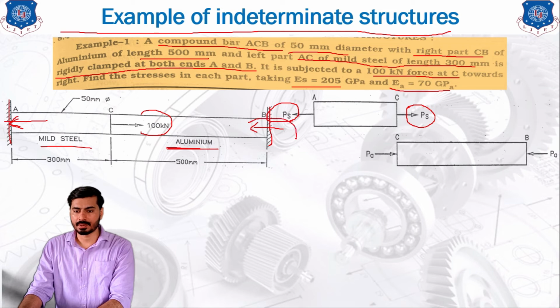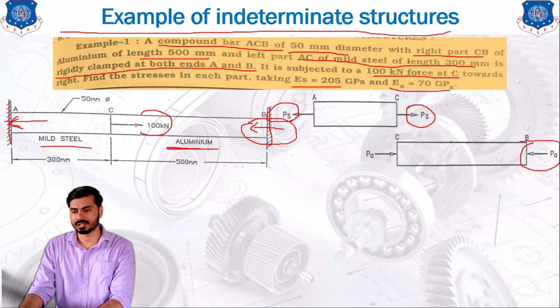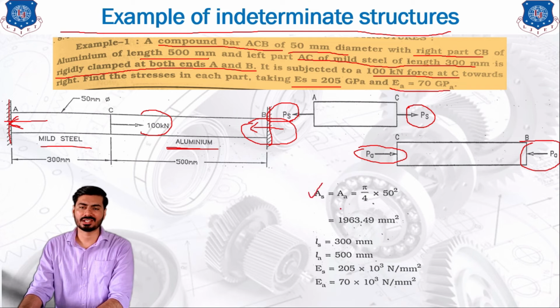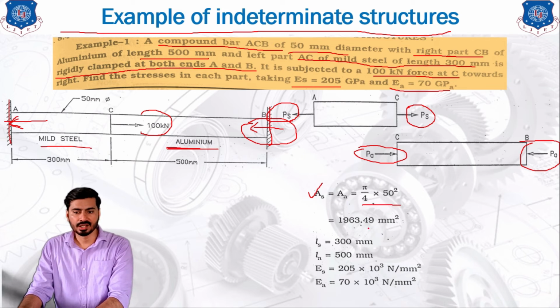On the aluminum part, the reaction direction is this, which is represented in the figure like this, and the opposite direction force is represented here. What we are going to do now, we are going to calculate the area. Area of steel and aluminum, both is of the same diameter. That's why pi by 4 d square will give us the area of both the materials. Now if you calculate it, then it is 1963.49 mm square.